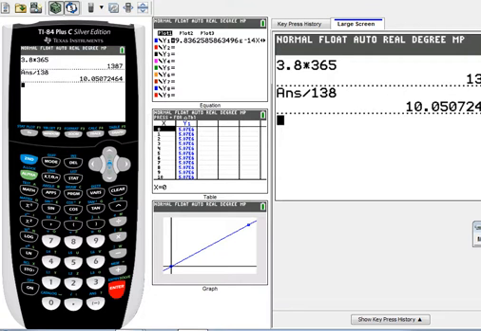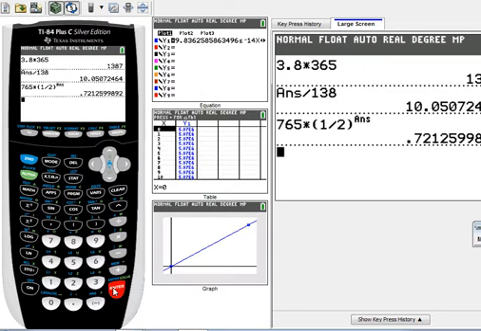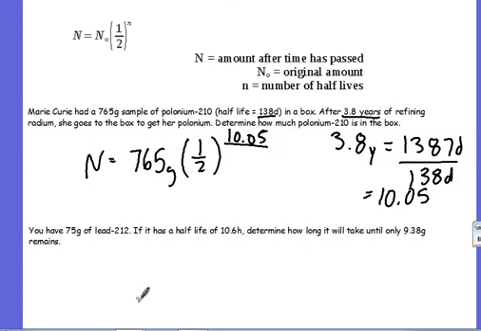I can go to my calculator now. 765 times 1/2 to the power of, and my answer is still there, so I'll put that in there. I get 0.72 grams. So 0.72 grams is the amount of sample remaining.